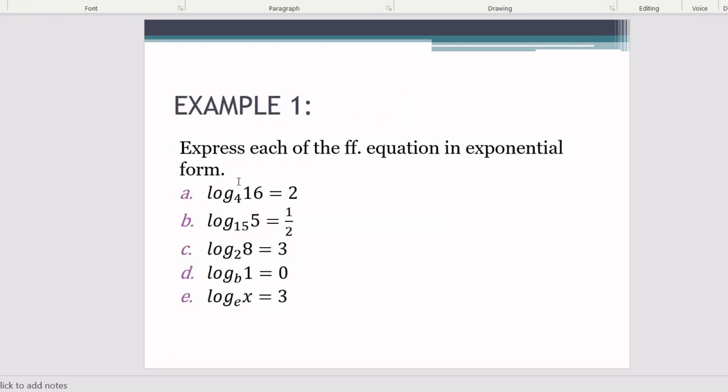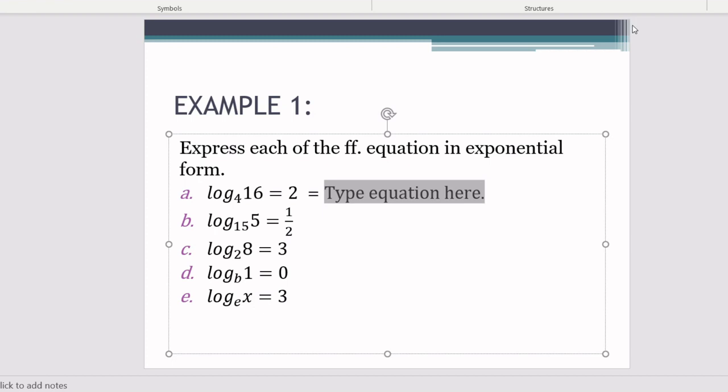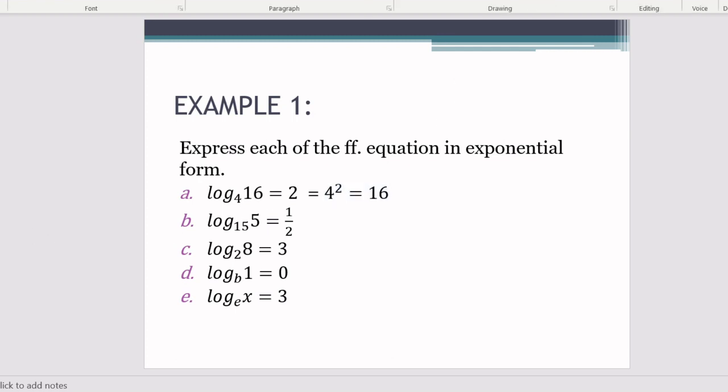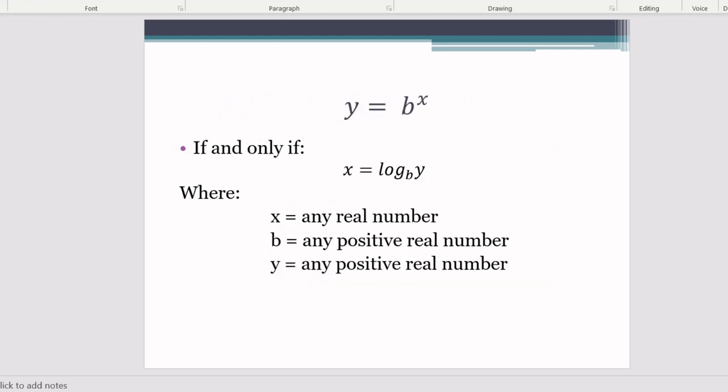All right, let's say for example, we are going to express each of the following functions in exponential form. So how do we do that? Always remember y is equal to b raised to x. That's equivalent to x is equal to log base b of y. So with that one, this one is just equivalent to 4 squared is equal to 16. Okay?